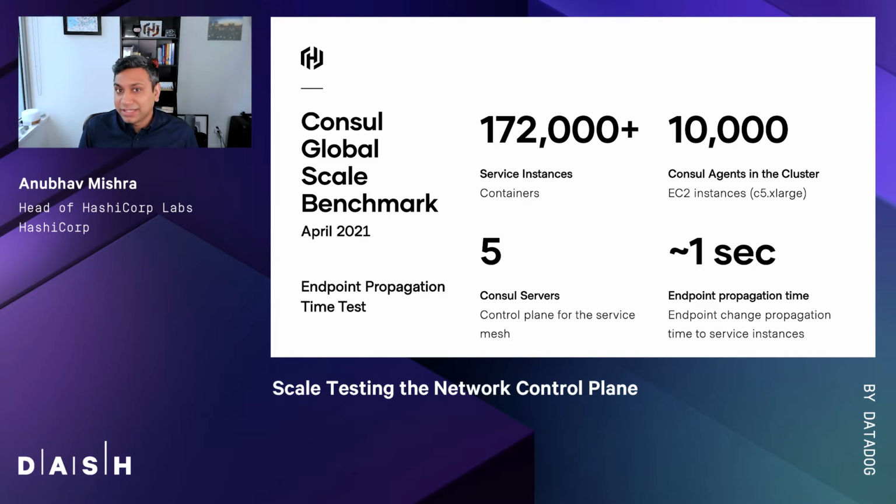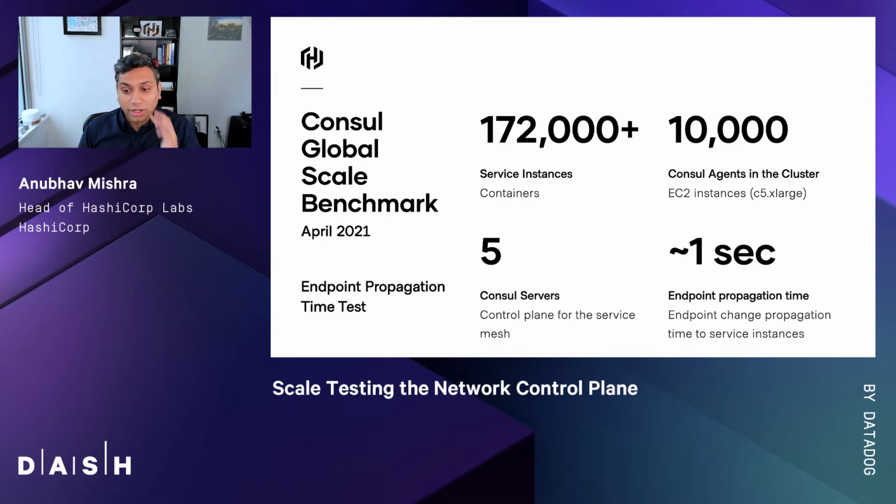So what we did here is spin up 10,000 nodes on AWS, on EC2, in one AWS region. And we spread applications across these hosts, containers in this case. What we wanted to measure here is the propagation time for a change. So let's say we were to change an endpoint, essentially register a service or deregister a service. How quickly, what time does it take to propagate that change from the control plane all the way down to all of these applications that are running on these hosts?